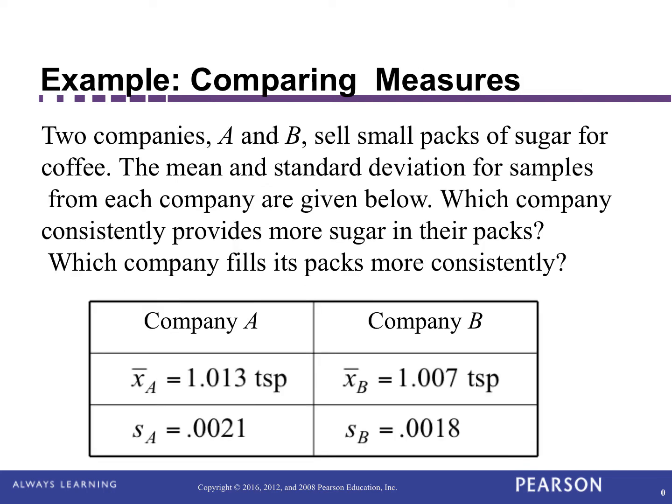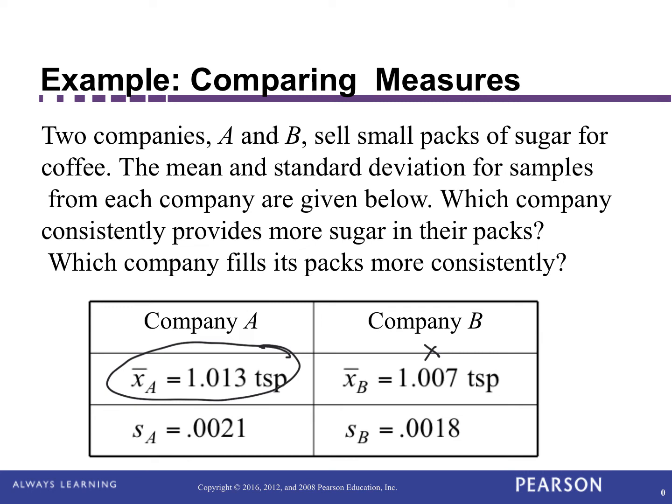In this comparison, we can see 2 companies, A and B, sell small packs of sugar for coffee. The mean and standard deviation for samples from each company is given below. Which company consistently provides more sugar in their packets? Which company fills its packets more consistently? Okay, so which one has more sugar in their packets? That would be the one with the higher mean. So in this case, company A has a little bit more sugar on average compared to company B.